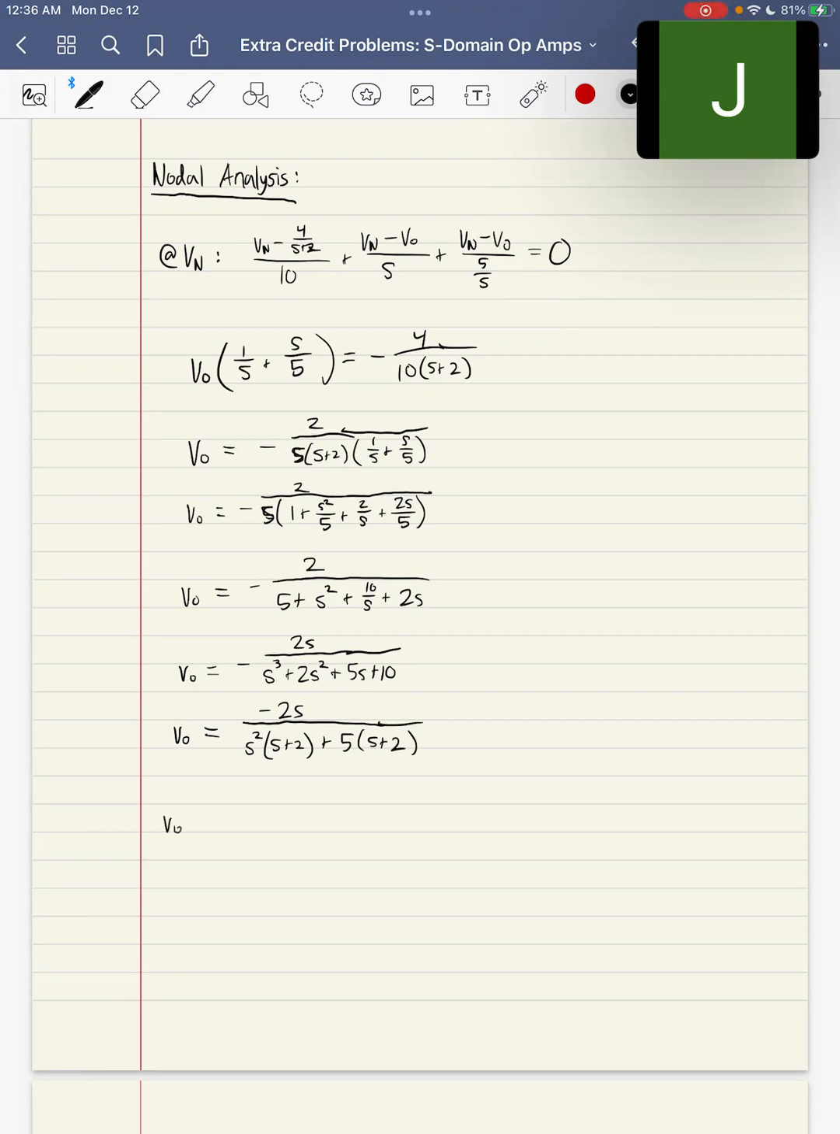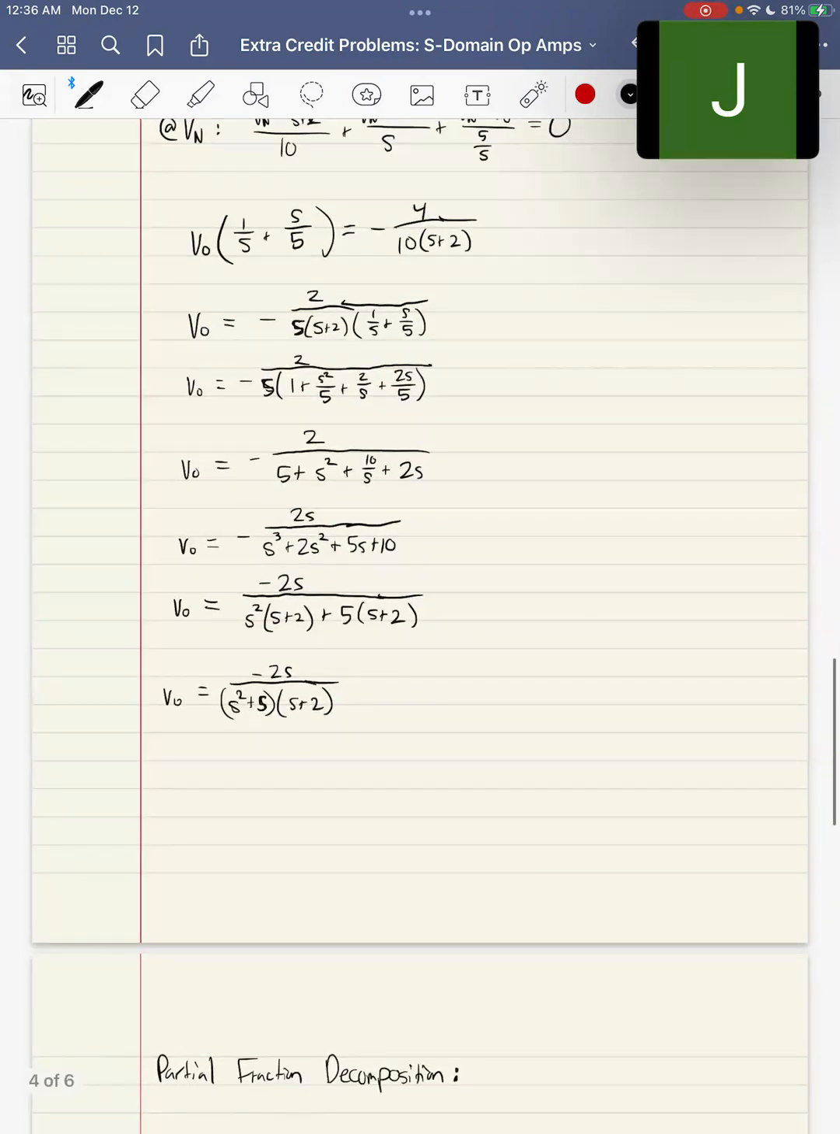This equals negative 2S over (S squared plus 5) times (S plus 2). Now we're going to have to solve this using partial fraction decomposition. So we can rewrite this as (AS plus B) over (S squared plus 5), plus C over (S plus 2).